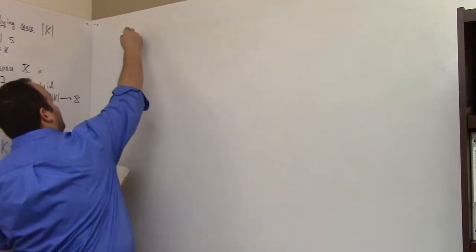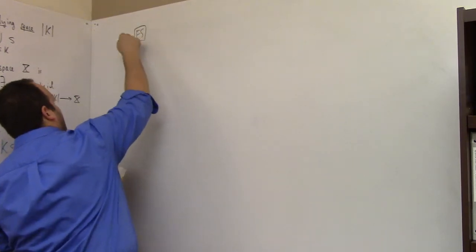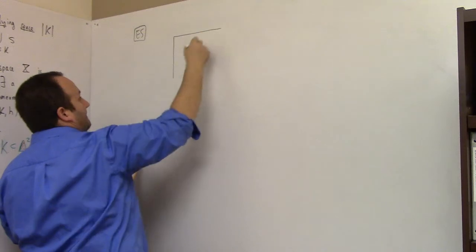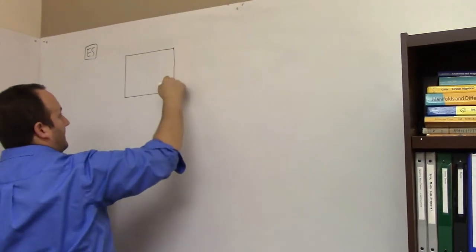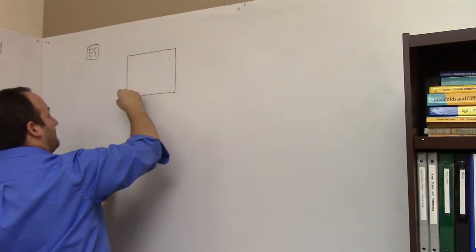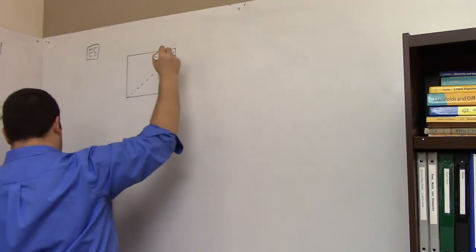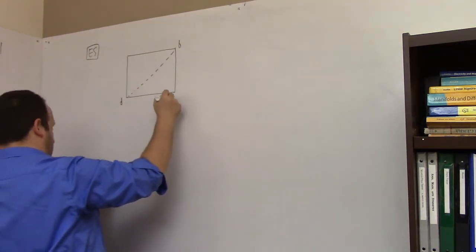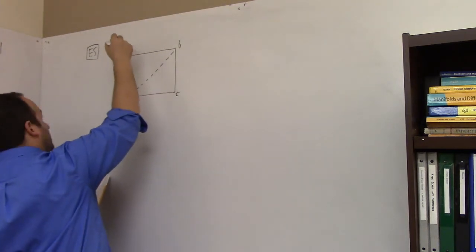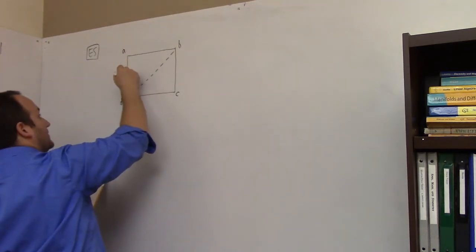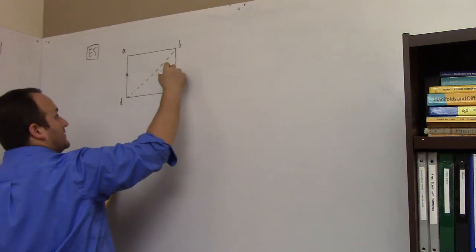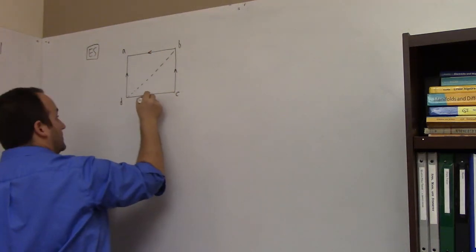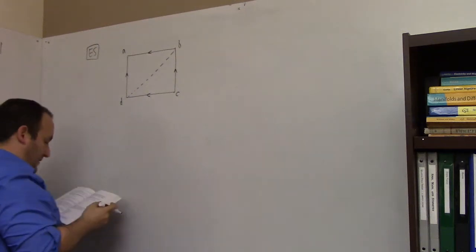Example 5. We have B, D, C, A up here. This one goes this way, this one goes this way, this one goes this way, this one goes this way. What does this picture mean?